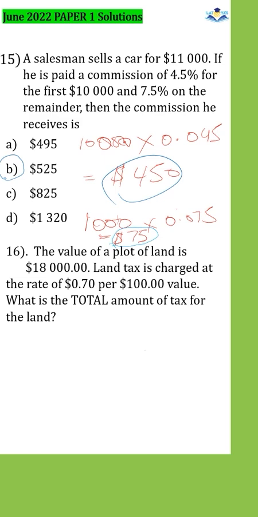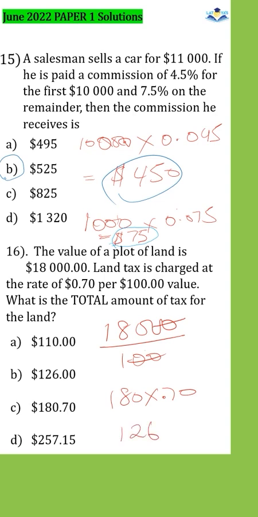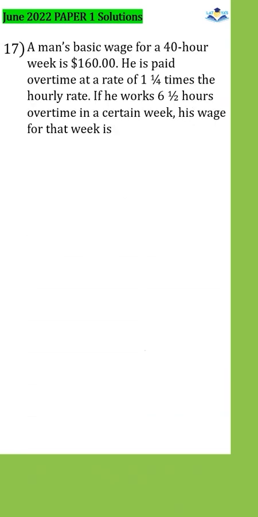Okay, now if the tax is at a rate of 70 cents per $100 value, one of the first things I can do is divide my 18,000 by 100, and I will get 180. And then secondly, I would multiply that by 0.70, and that is going to give me a total of $126. So the amount of tax for the land would be $126. The answer is B.